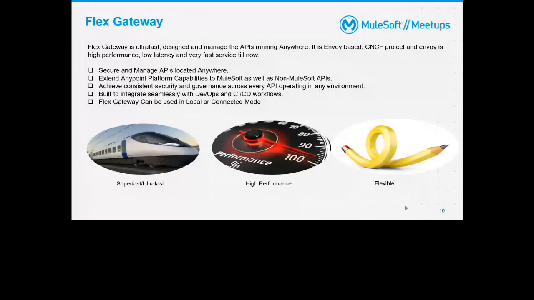But even your Flex Gateway gets deployed on your Docker, which is located on any cloud or on premises, but still your Flex Gateway will get registered in Anypoint Platform, so you can control your Flex Gateway from the Anypoint Platform, right? You can publish your API from the Anypoint Platform to the Flex Gateway. You can apply the policies, everything you can do from the Anypoint Platform.